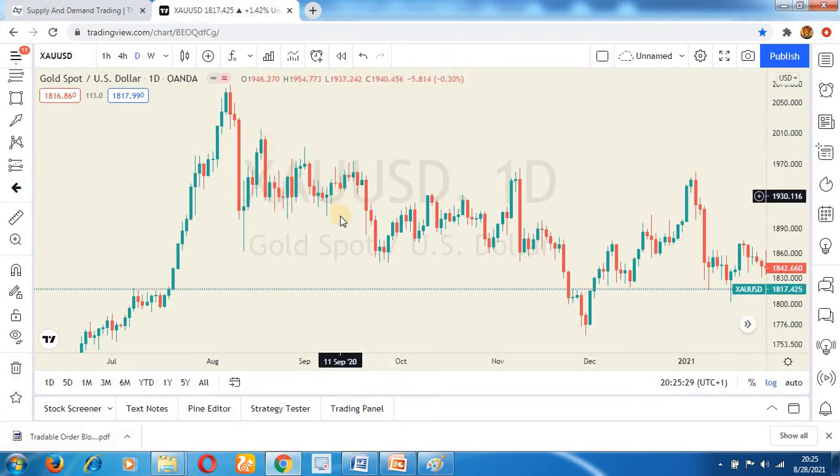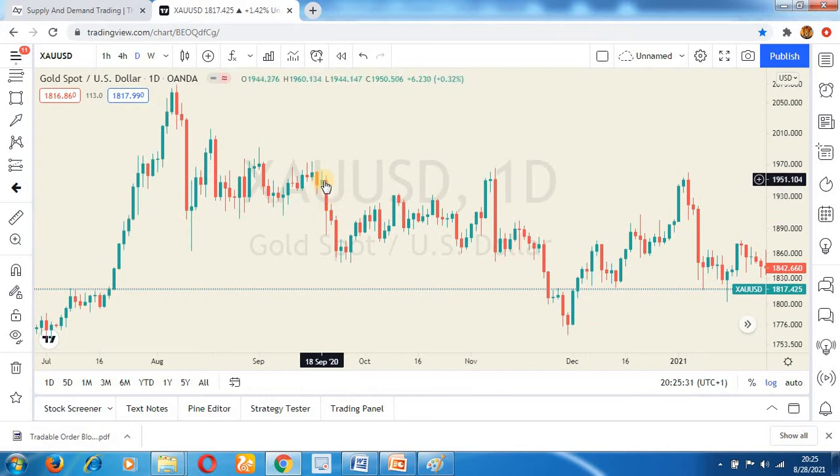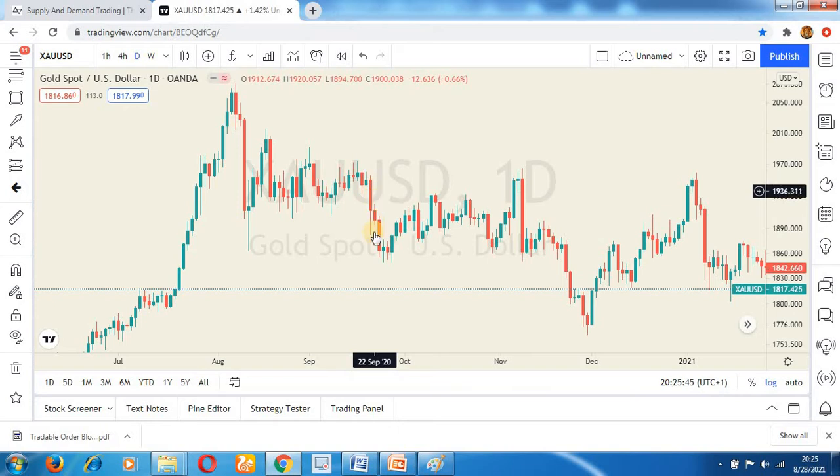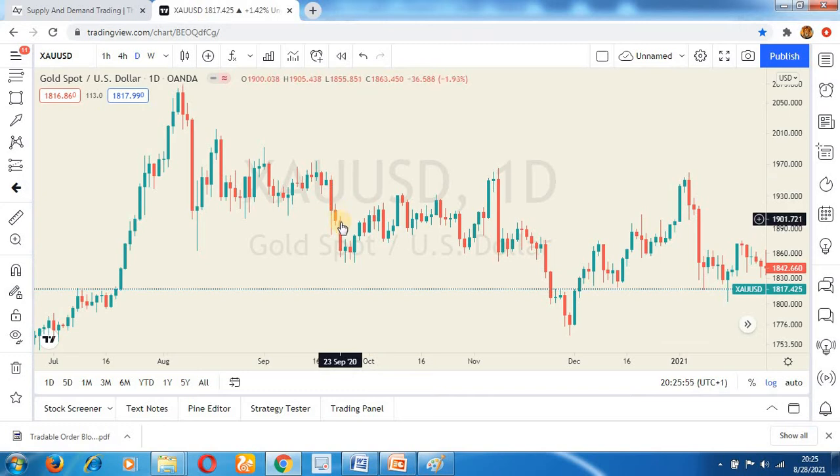For this particular move, this is the last move to the downside. The sharp move to the downside is what we look for when you want to plot your demand and supply zones. Always look for these rallies to the downside, something like this. It's a good place. Now how do you plot this zone? I want to use this as an example.